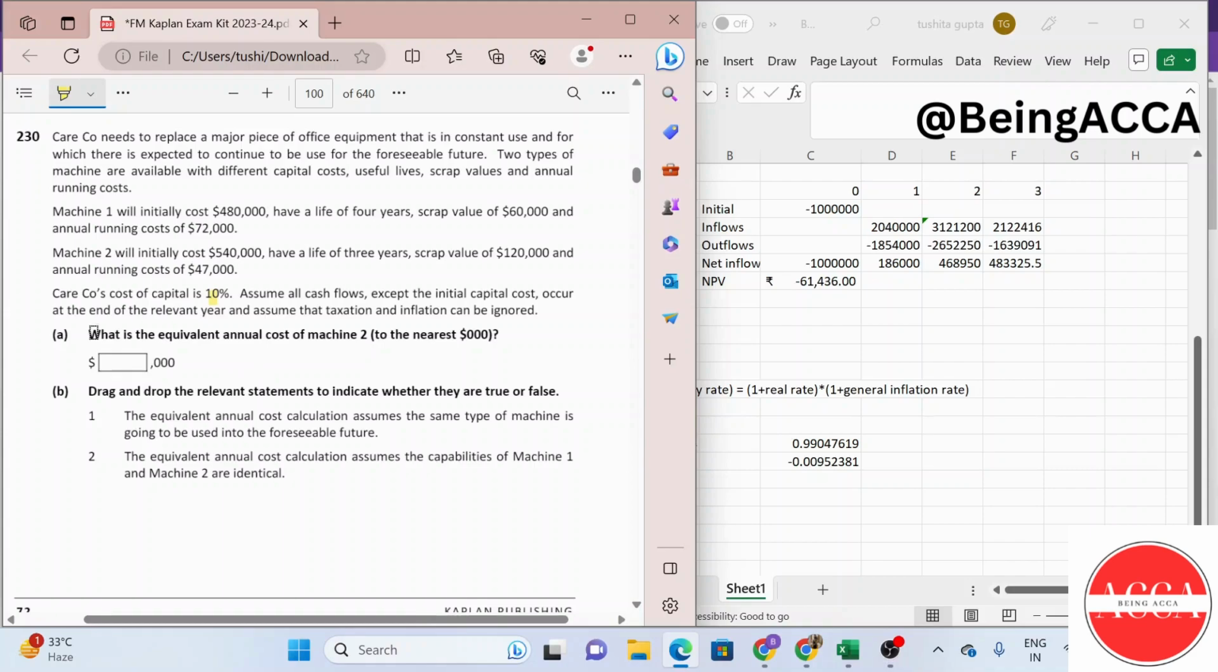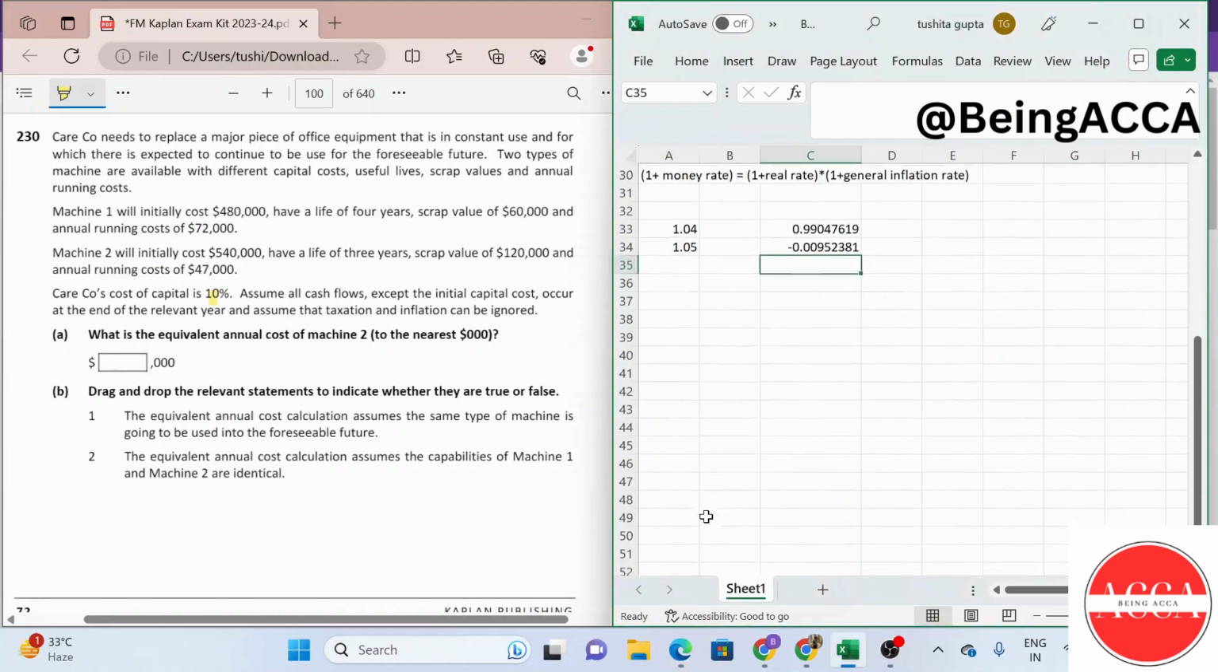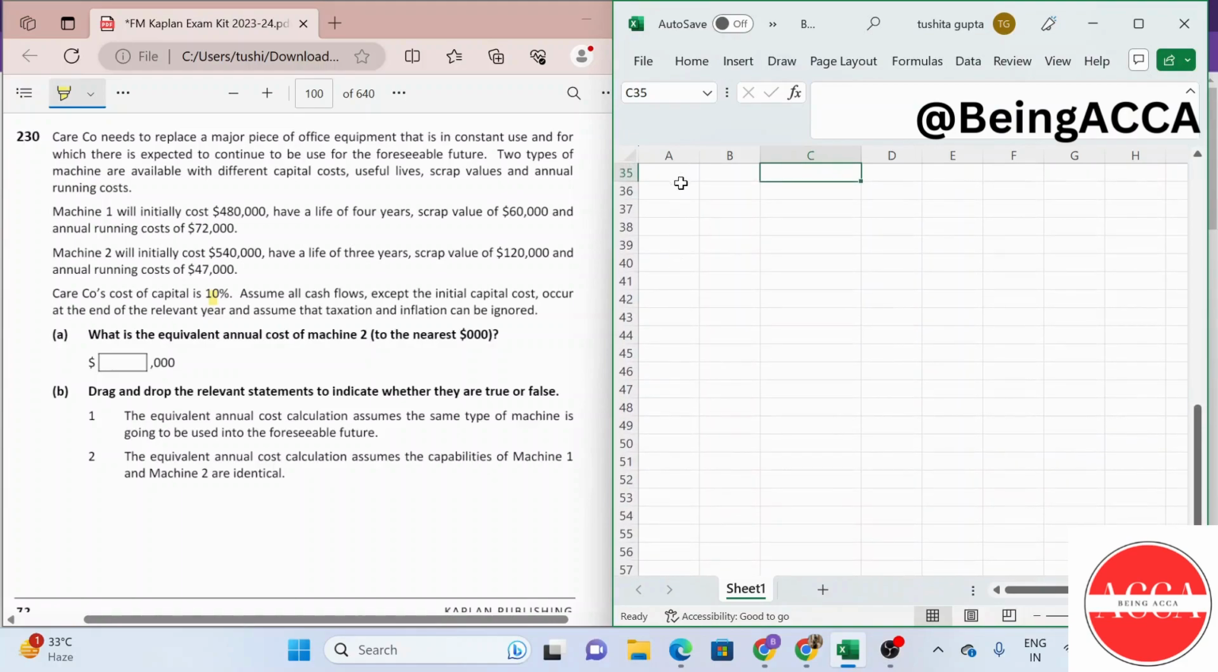Now, the first question wants us to find out the equivalent annual cost of machine 2. Okay, so let's come over here. This is the question, care company. This is the first requirement over here, and we have to find out the equivalent annual cost for machine 2. So let's first find out what are the variables that we need to look at. So let's first find out the NPV for this machine.